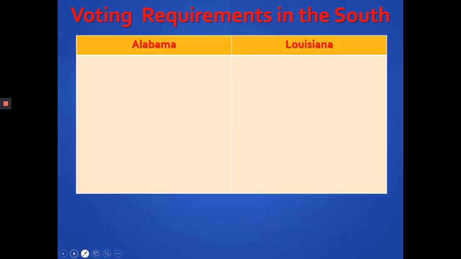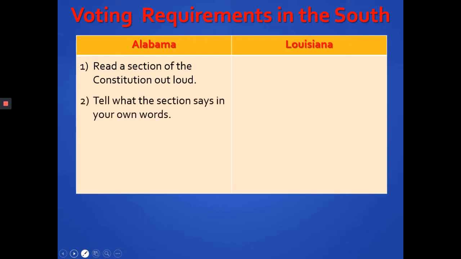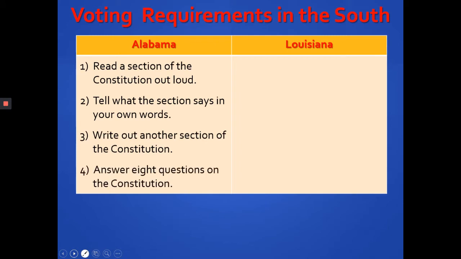So these are a couple of examples of voting requirements that happened in the South, for Alabama and Louisiana. In Alabama, your requirements to vote were to read a section of the Constitution out loud, which practiced your reading skills, to tell what the section said in your own words, which is summarizing, to write out another complete section of the Constitution, and to answer 8 questions about the Constitution.